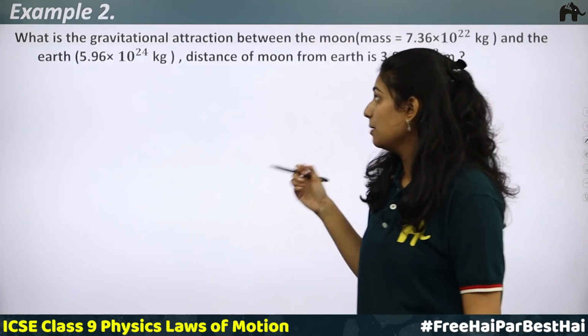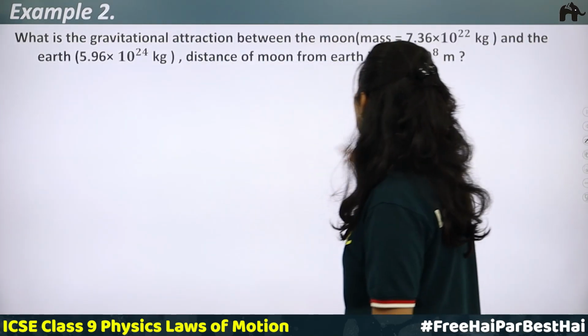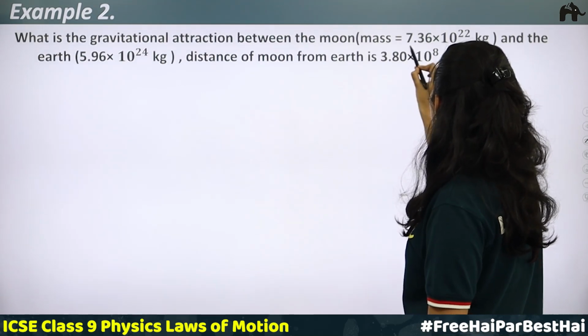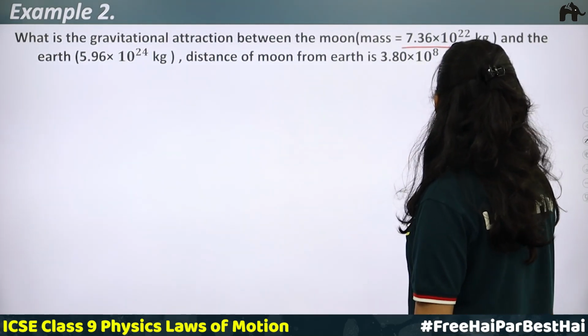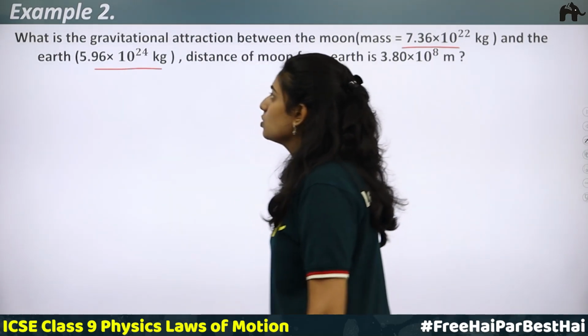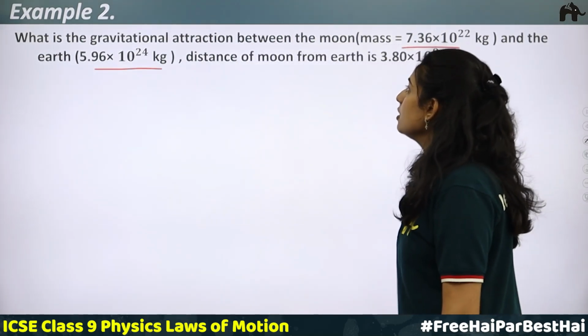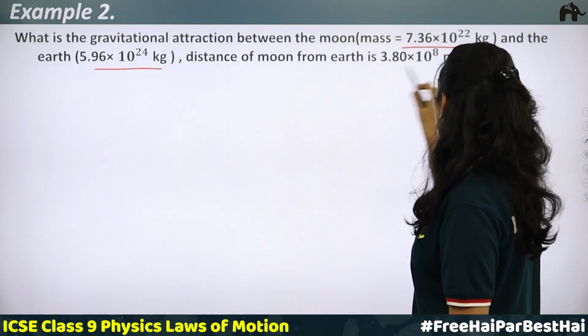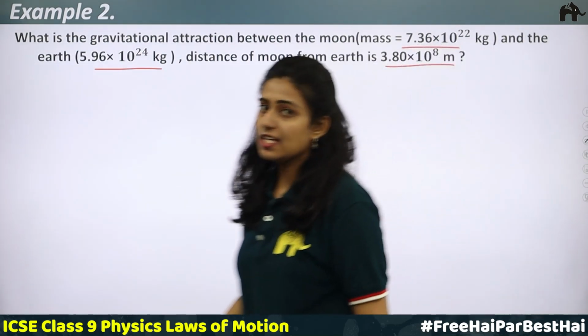Clear? Second example, what is the gravitational attraction between the moon of mass 7.36 into 10 raised to 22 kilogram and the earth 5.96 into 10 raised to 24 kilogram. Distance of moon from earth is 3.80 into 10 raised to 8 meters.